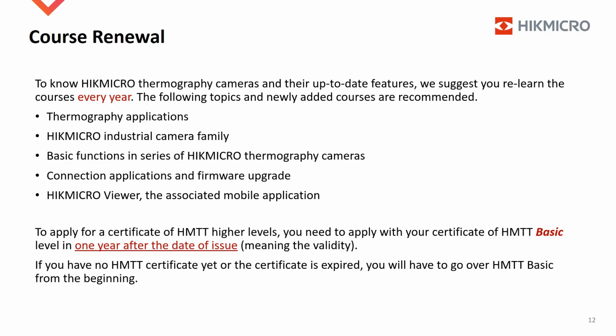Here we need to note that if you want to apply for a certificate of HMTT higher levels, you need to apply with your certificate of HMTT Basic level. The validity is 1 year after the date of issue. If you have no HMTT certificate yet or the certificate has already expired, you will have to go over HMTT Basic from the beginning.